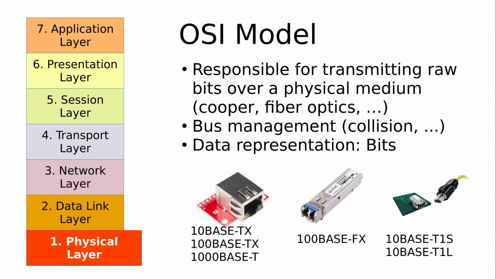The physical layer is how you can transmit raw bits over a physical medium. But it also gives you some bus management functions. For example, in the physical layer you can also detect collisions if 2 participants on a shared medium want to send at the same moment. The data representation here are bits, and under the physical layer you can find the definition for a lot of standards, like 10, 100 or 1000BASE-T or TX Ethernet, which is twisted pair Ethernet, like 100BASE-FX, which is fiber optical Ethernet, or on the right hand side we have 2 examples for single pair Ethernet.